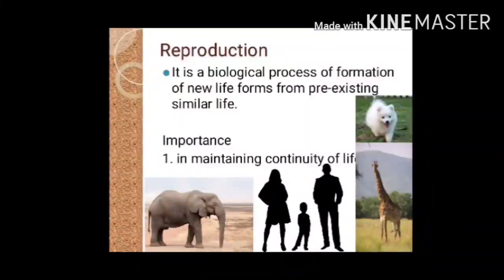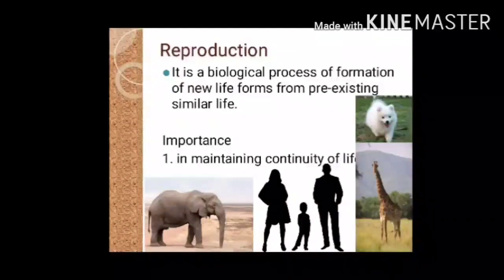For example, their lifespan. And here, what is the importance of this reproduction? Mainly two importances are there. It is very important in maintaining the continuity of life, meaning it helps in the continuation of the species, as well as it is very important to make up the loss due to the death of the organism. For that purpose, reproduction plays an important role.